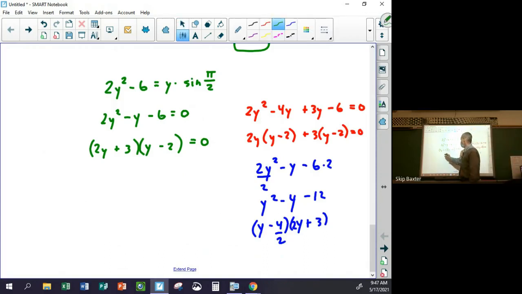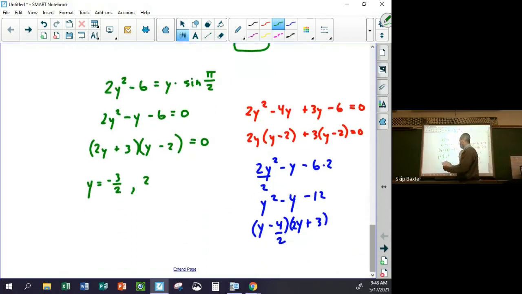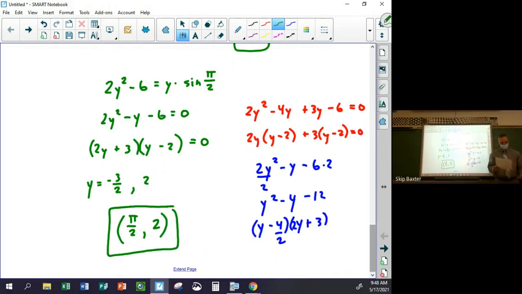So you end up with y equals negative 3/2 or 2. Actually, y is positive, so it has to be 2. So the answer is x equals pi over 2, and y is 2. That's the final solution.